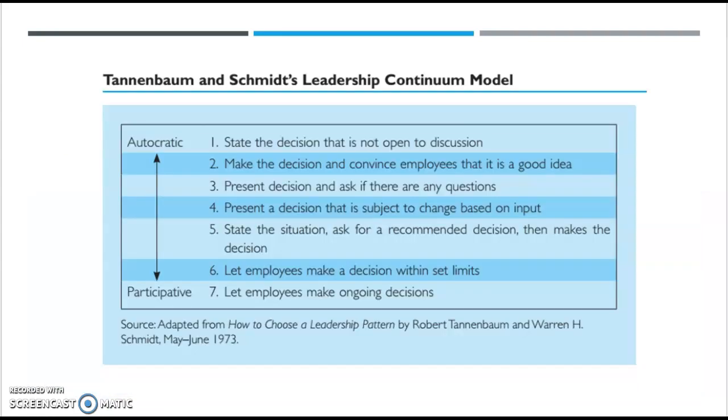Boss. The leader's personality and behavioral preferred style, based on experience, expectations, values, and confidence in the subordinates, are considered in selecting a leadership style. Based on personality and behavior, some leaders tend to be more autocratic and others more participative.